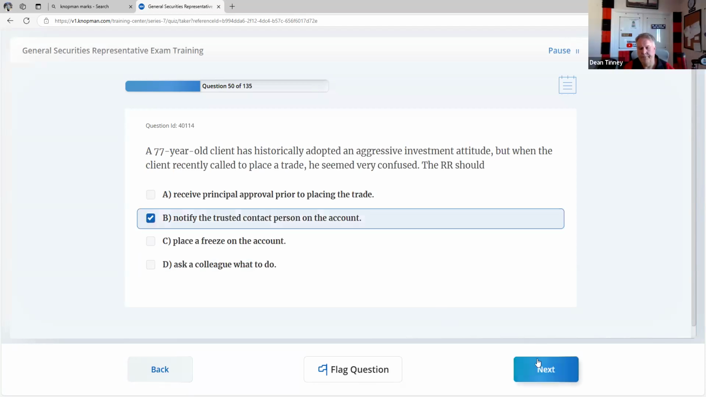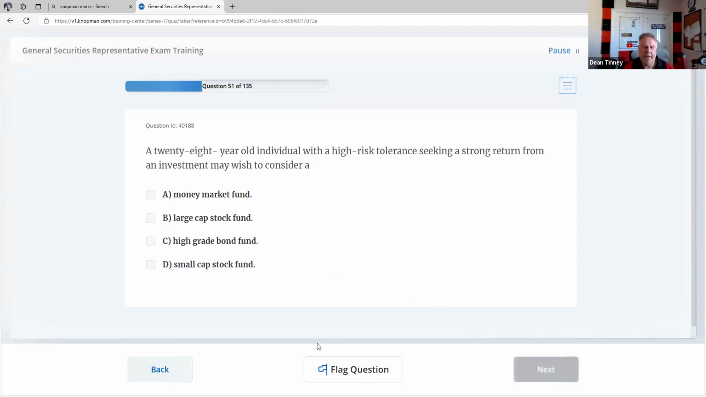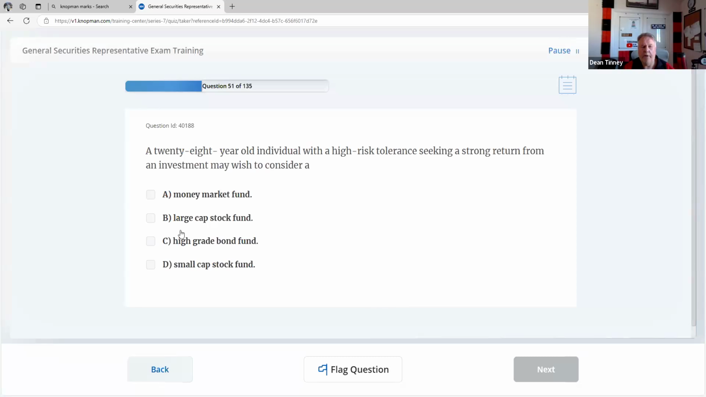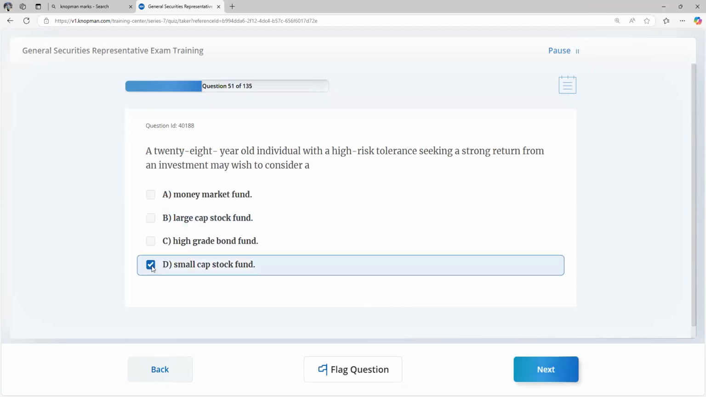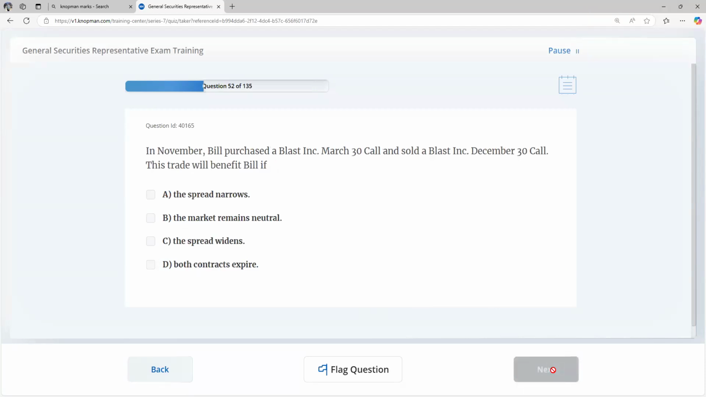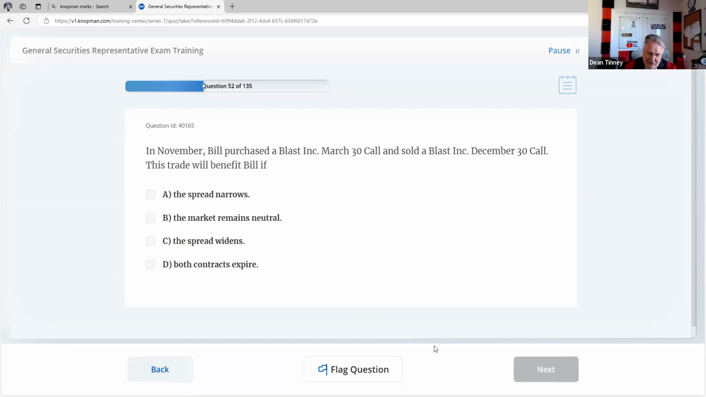Yeah, and boom. A 28-year-old individual with a high risk tolerance seeking a strong return from investment may wish to consider. With a high risk tolerance, she wants a large cap stock fund. Not large cap, sorry, small cap. I know the difference. I was going to say, I caught myself. I was thinking 28, she'll want a lot of equity. Yeah, you're putting yourself into the question, huh?